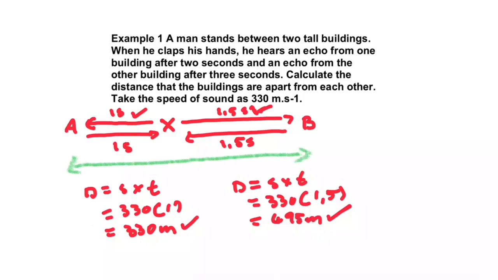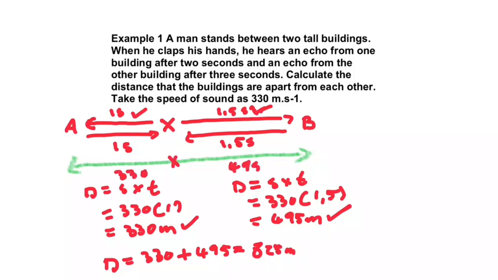How are we gonna determine that? We're gonna say that the distance is equals to 330 plus 495, which is equals to 825 meters. Here we have the man. This is 330 and this is 495. So if we want to find the distance between A and B, we just easily add those two numbers. So there we go. That is example 1.